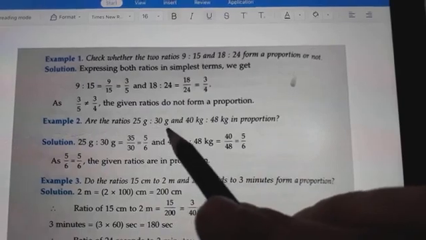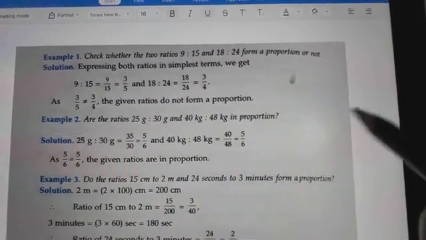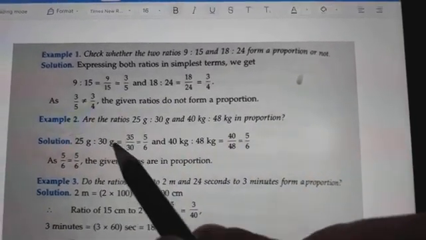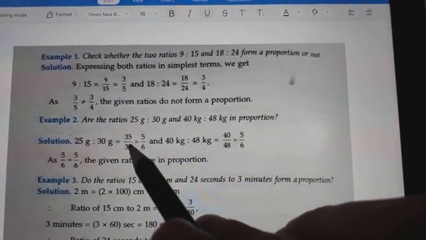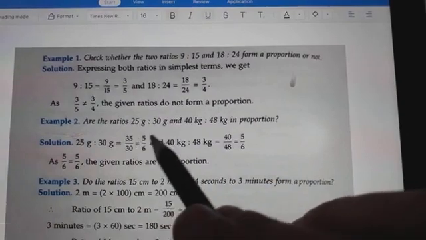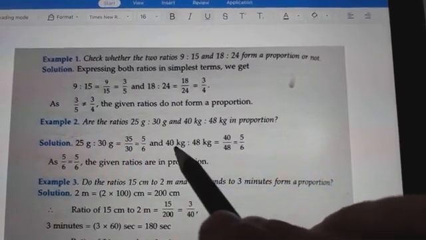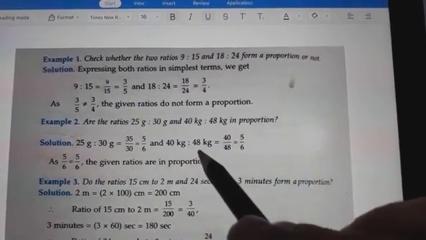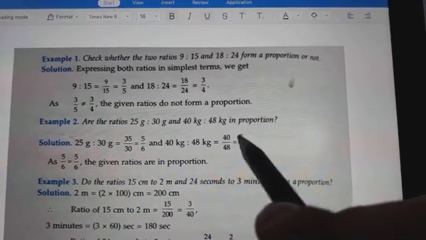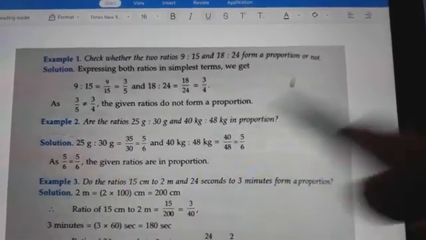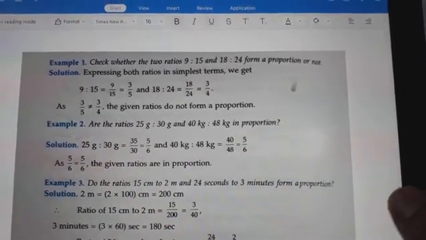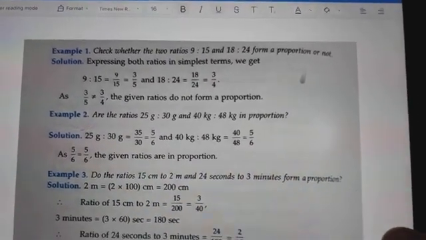Now 25 gram, 30 gram, 40 kg and 48 kg, are they in proportion? We divide 25 and 30. 5 5s are 25, 5 6s are 30, and 40 and 48. We divide and we get 5 upon 6. In both cases we are getting the same: 8 5s are 40, 8 6s are 48. Hence we can say they are in proportion.